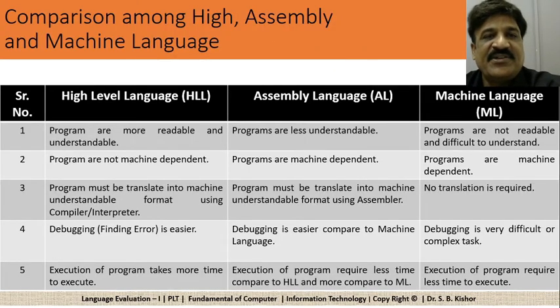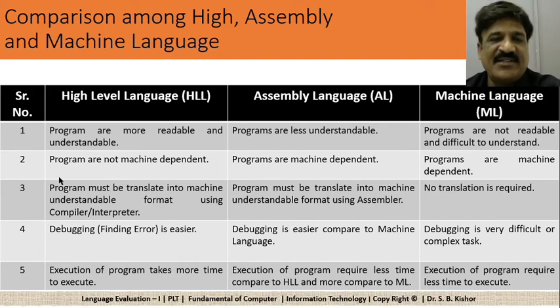There is a comparison chart between high level language, assembly language and machine language. So let's discuss. Programs are more readable and understandable in high level language. Programs are less understandable and very difficult to read in the other case. Programs are not machine dependent, while in this case they are machine dependent. Then the program must be translated into machine language. Again, the program must be translated into machine language. Here we don't require any kind of translation.